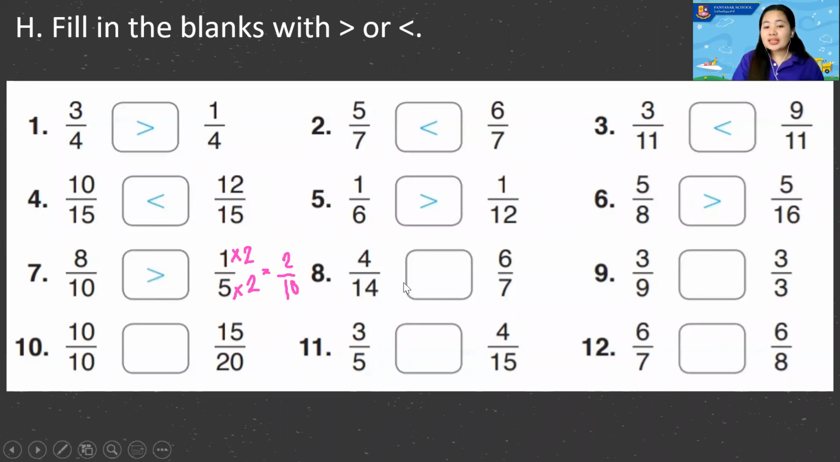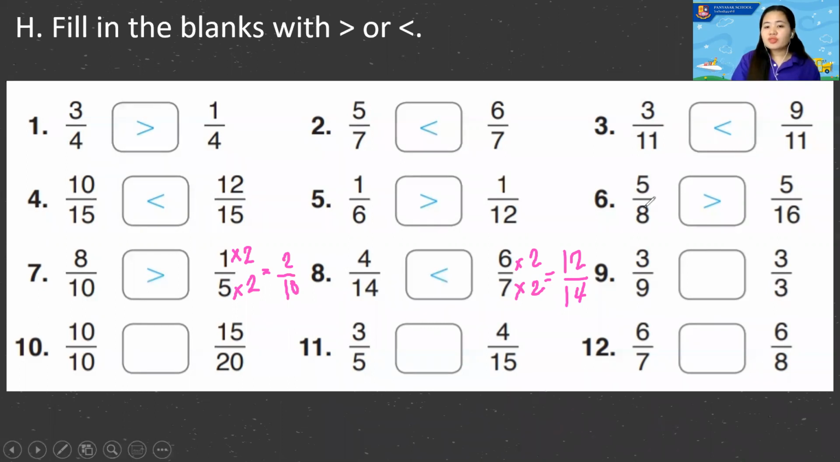Next, number 8. 4/14 and 6/7. What can you multiply to 7 to make it 14? That is 2 again. So 6 times 2, that is 12. 7 times 2, that is 14. So 14 and 14, they are the same already. Which one is bigger, 4 or 12? That is 12. Very good. Correct.